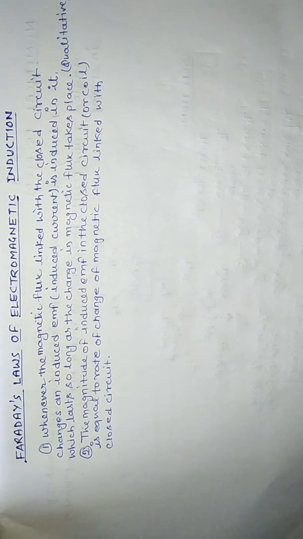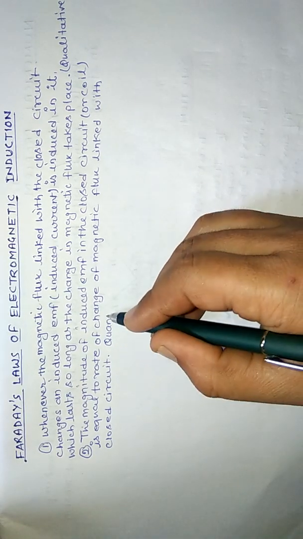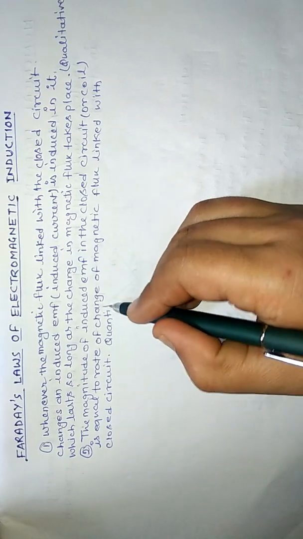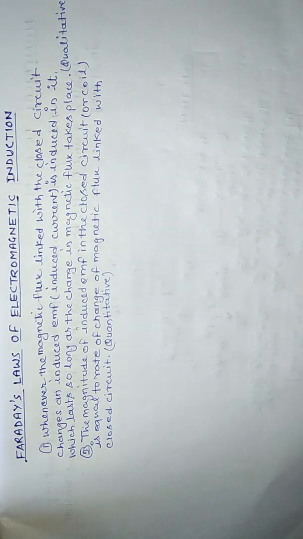The second law of Faraday states that the magnitude of induced EMF in the closed circuit or the coil is equal to the rate of change of magnetic flux linked with the closed circuit. So this tells us about the magnitude of induced EMF. This law is also known as the quantitative law, because it gives us the magnitude of induced EMF.